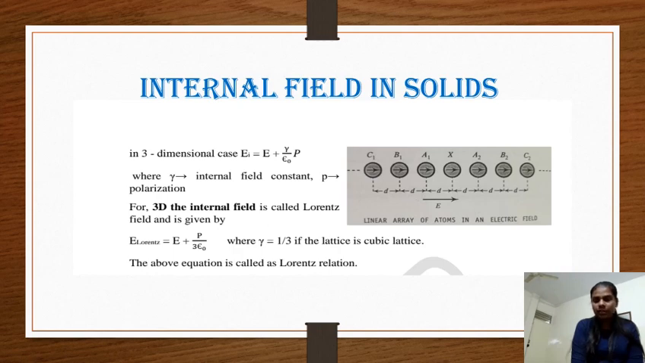Please be aware that gamma equal to 1 by 3 holds for the Lorentz field. This equation is useful to solve numericals, where you can find the Lorentz field with the gamma value equal to 1 by 3. The above equation is called the Lorentz relation.